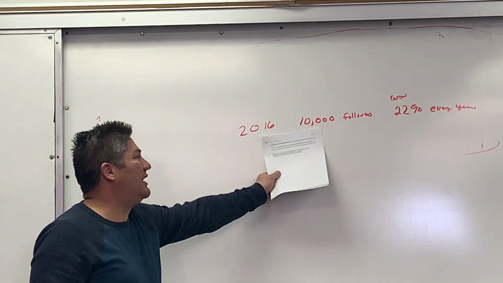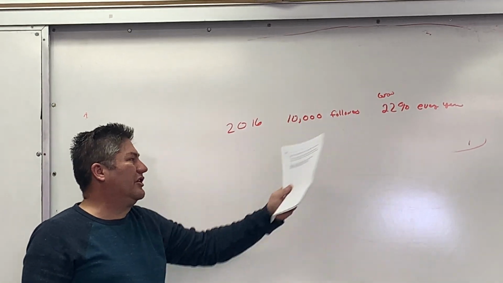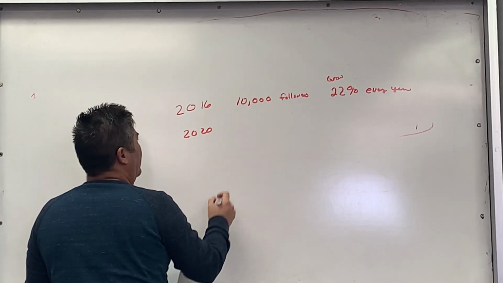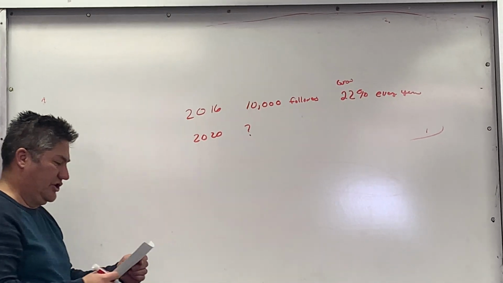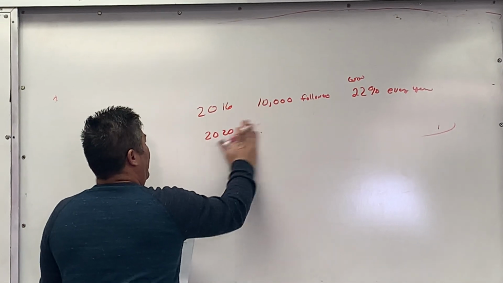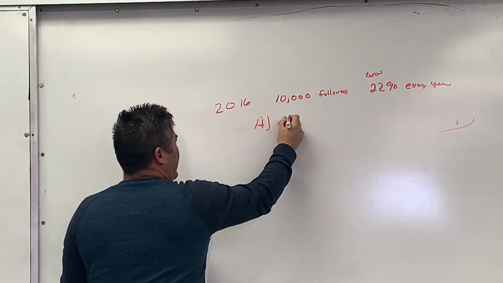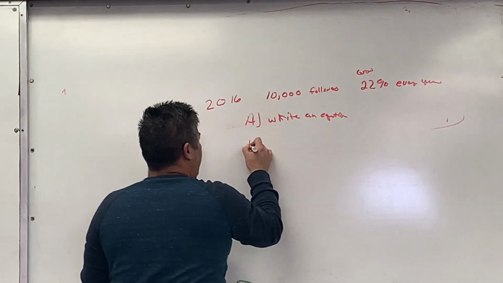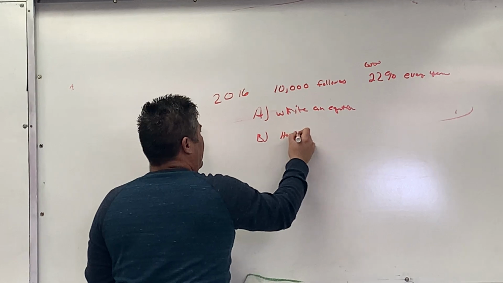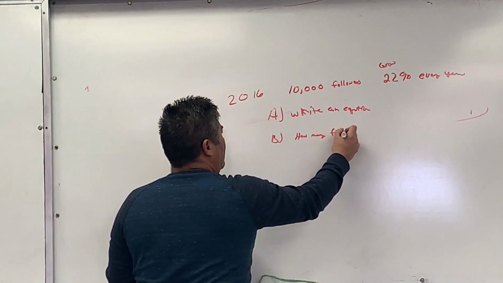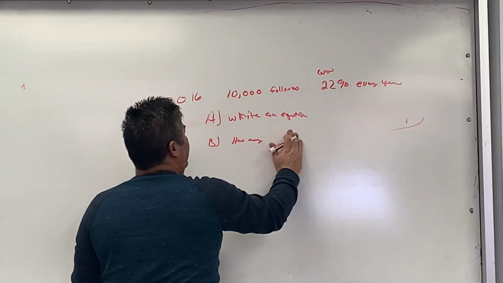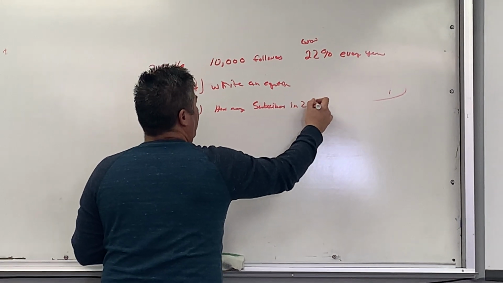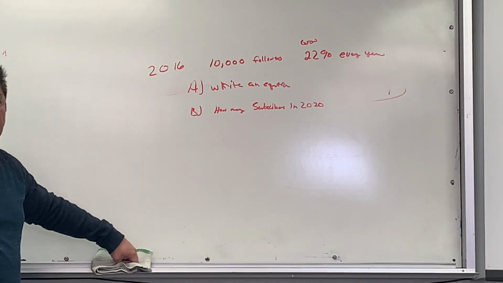So they start out with 10,000 followers in 2016. They're going to grow by that every year. How many people will be following in 2020? That's the question. So question A. Oh, wait. Question A. Sorry, my bad. Question A. Write an equation. Question B, how many followers or subscribers, I should say, subscribers in 2020? Okay, how many subscribers would they have in 2020?